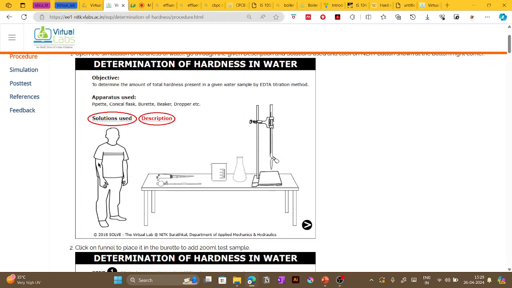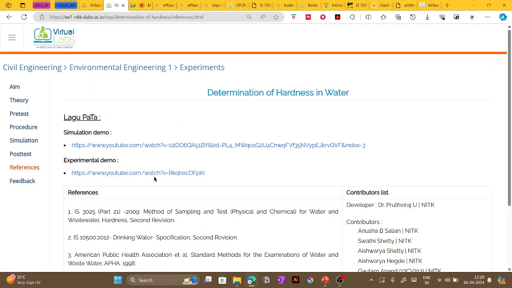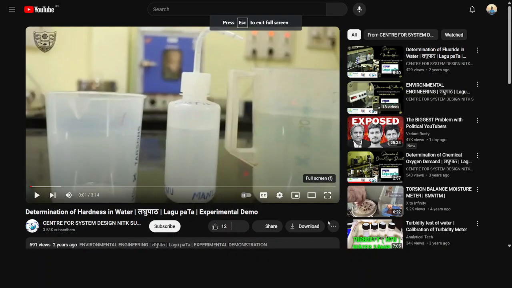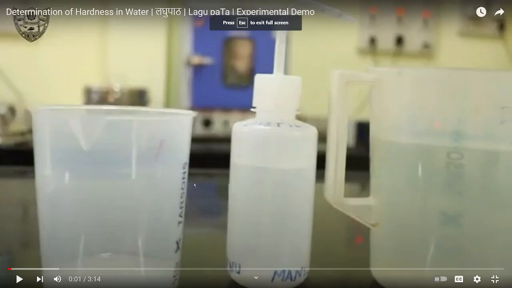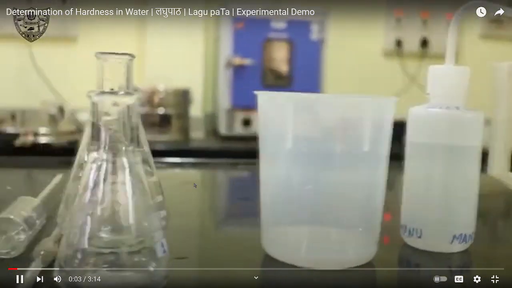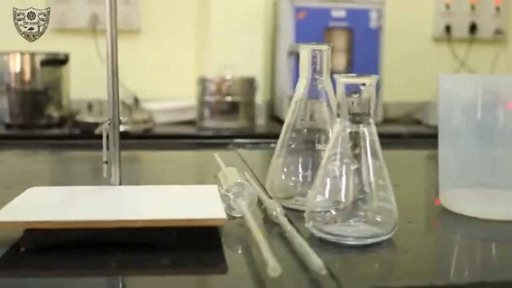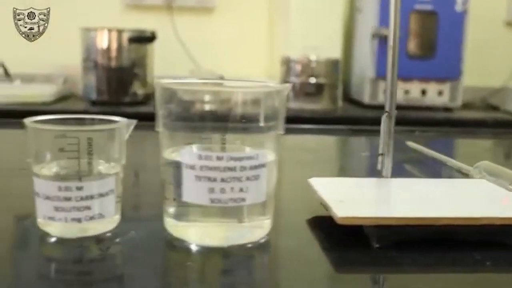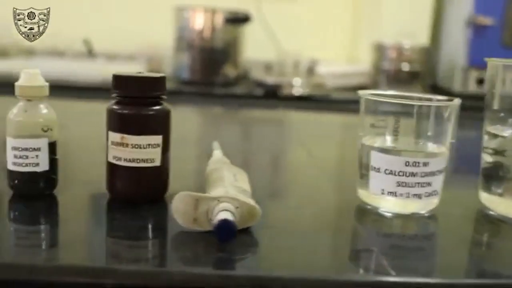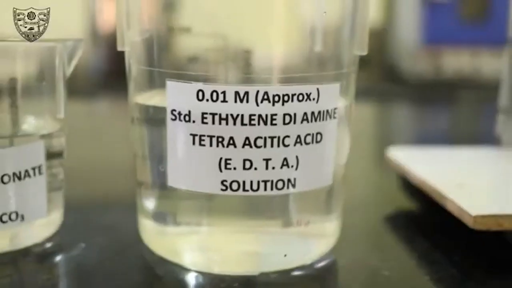But before starting this experimental part, let's look at the actual experimental demonstration, how the calculation is done in an actual experiment, I mean how the experiment is performed. Total hardness. Just a minute. Objective of the experiment: to determine the total hardness of a given water sample using EDTA titrimetric method.